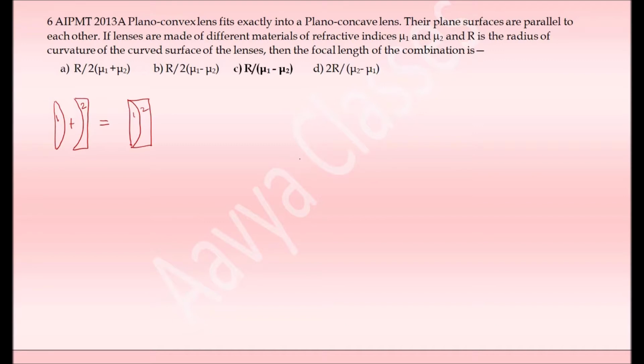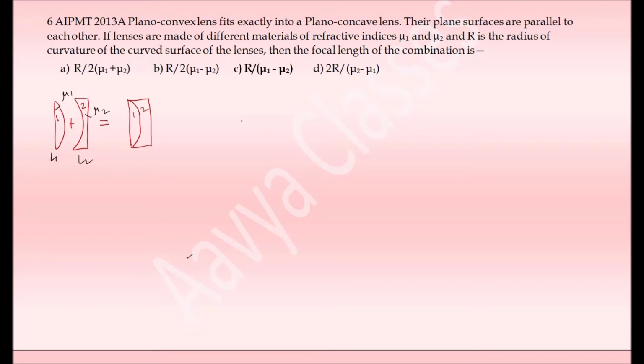As the plano-convex lens exactly fits into the plano-concave lens, the radius of curvature of this plano-convex lens and plano-concave lens are the same. So this lens L1 is the plano-convex lens, this lens L2 is the plano-concave lens. Now I have shown here that if I put this plano-convex lens into the plano-concave lens, then it exactly fits. It's given here that the refractive index of the first lens, that is L1, is mu1, while the refractive index of lens L2 is mu2. So we will solve it.